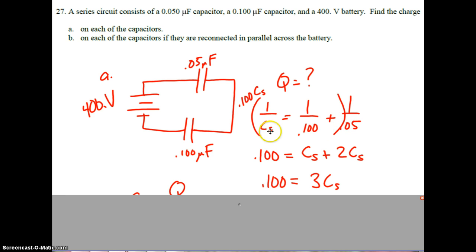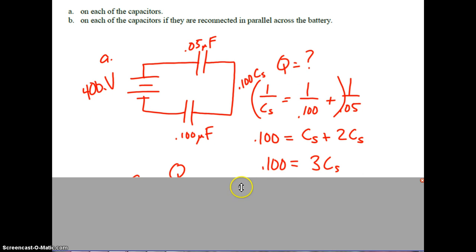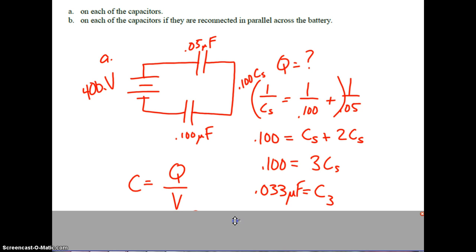And we have 1 over CS equals 1 over 0.1 plus 1 over 0.05. The common denominator here would be 0.1 CS. That would make this, multiplying each term by 0.1 CS, 0.1 equals CS plus 2 CS. That's a total of 3 CS divided by 3. And CS is 0.033 microfarads. It should be an S, not a 3.